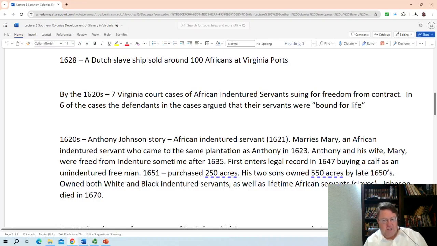In 6 of the cases, the defendants, the owner, argued that they were bound for life. And so you start to see this idea of, well, are they indentured servants or are they lifetime servants? Again, this highlights the ambiguity of the era. These 7 men, they happen to be all men, have in their head that I'm not a lifetime servant, I'm an indentured servant, and so I can go to court and I can sue for my freedom.